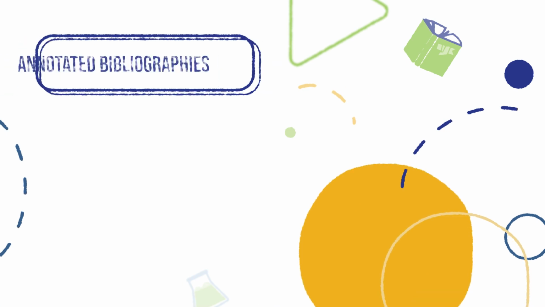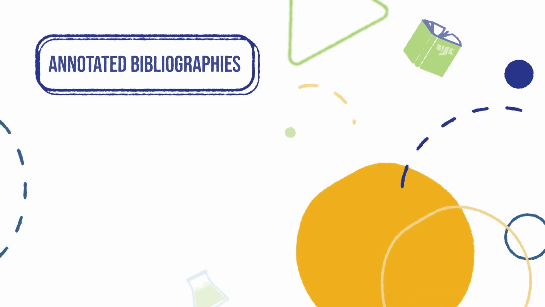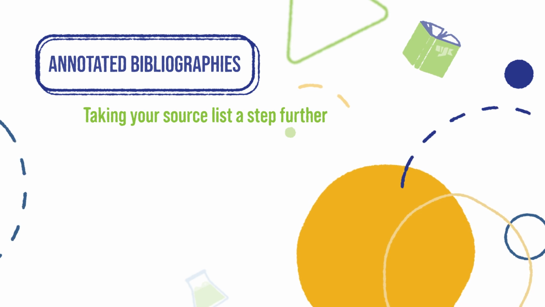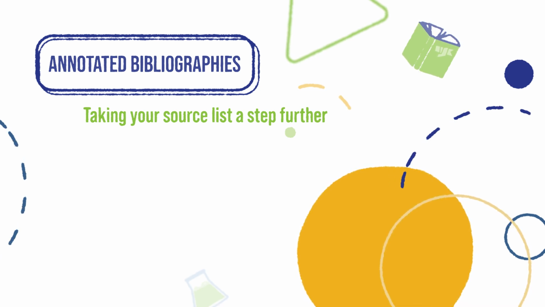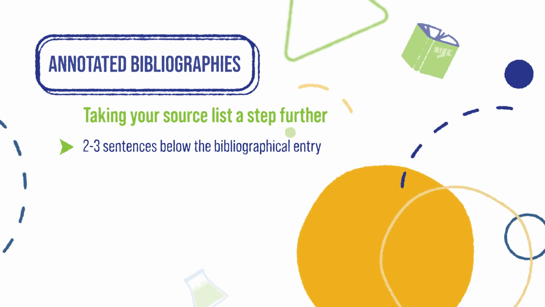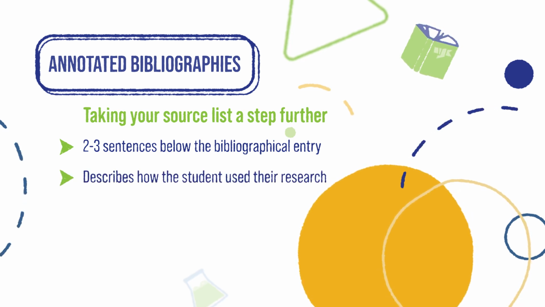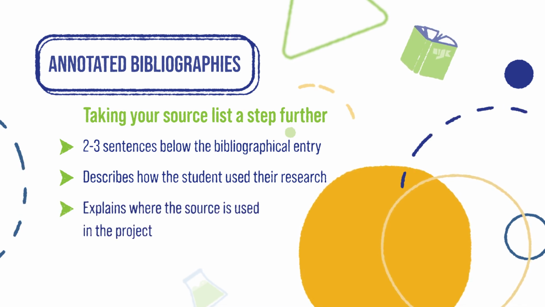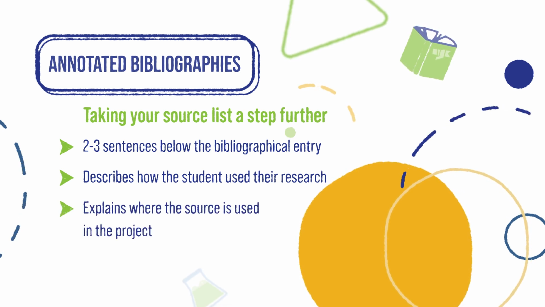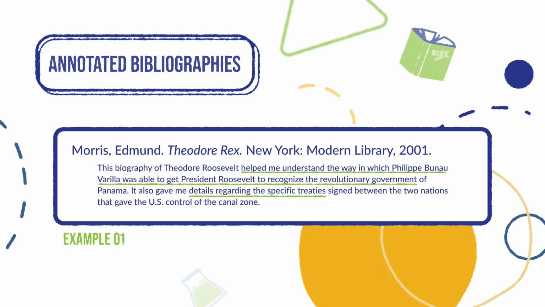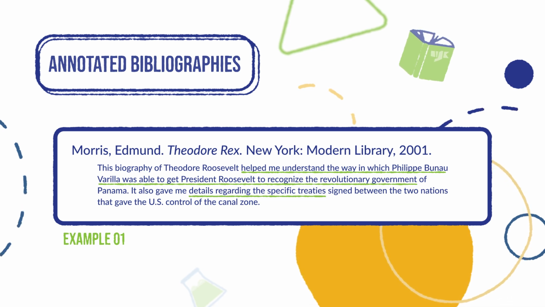History Day also requires an annotated bibliography. An annotated bibliography is a little bit of a step further than just a list of resources. Annotations are 2 to 3 sentences at the end of the bibliographical entry. They describe how the student used the research and where it shows up in their project. In this example, the student has written 2 sentences about this source. They explain how the source was used and how it helped them understand their topic.